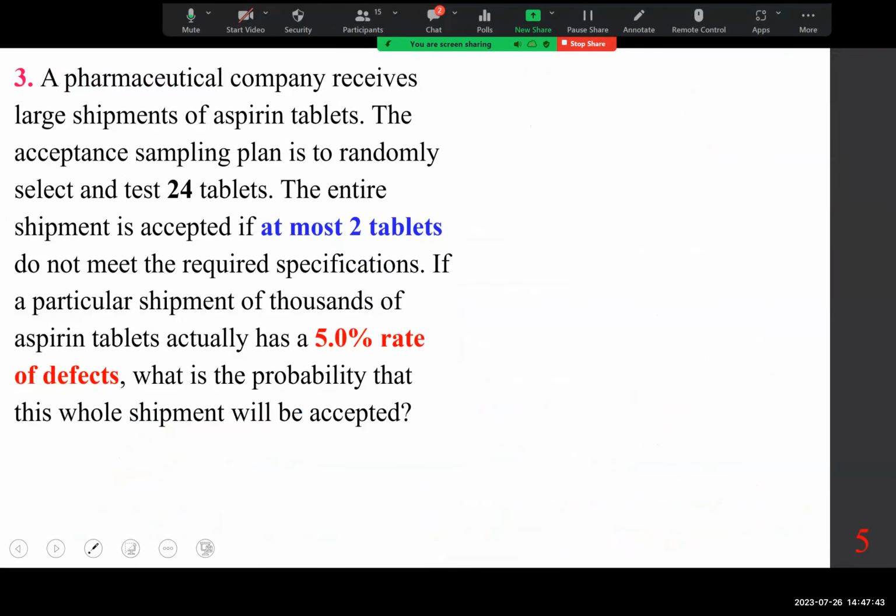Can somebody read the question, please? Go ahead. Anyone?